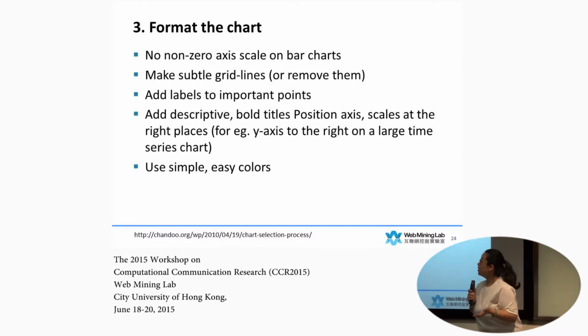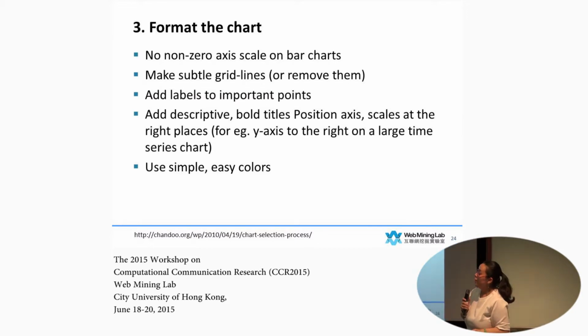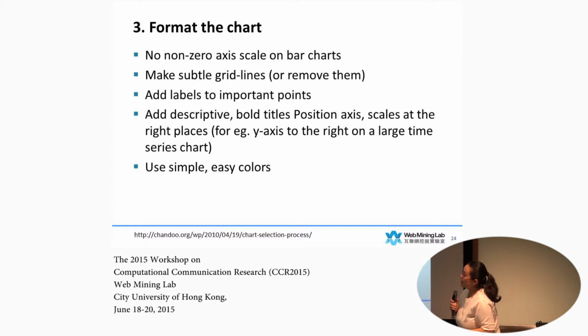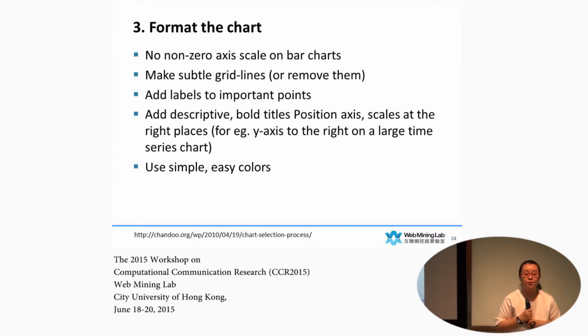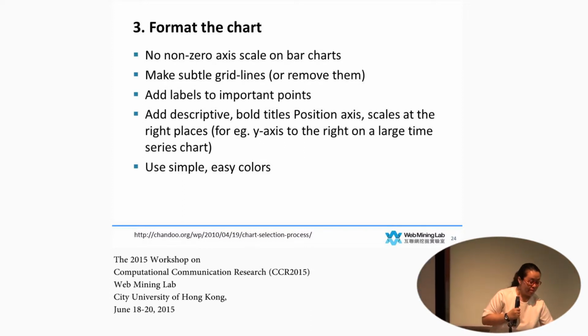The fourth one: add a descriptive bold title, and position axis and scale at the right places, for example, as mentioned, the y-axis to the right on a large time series chart. And the last one: use simple, easy colors, right?